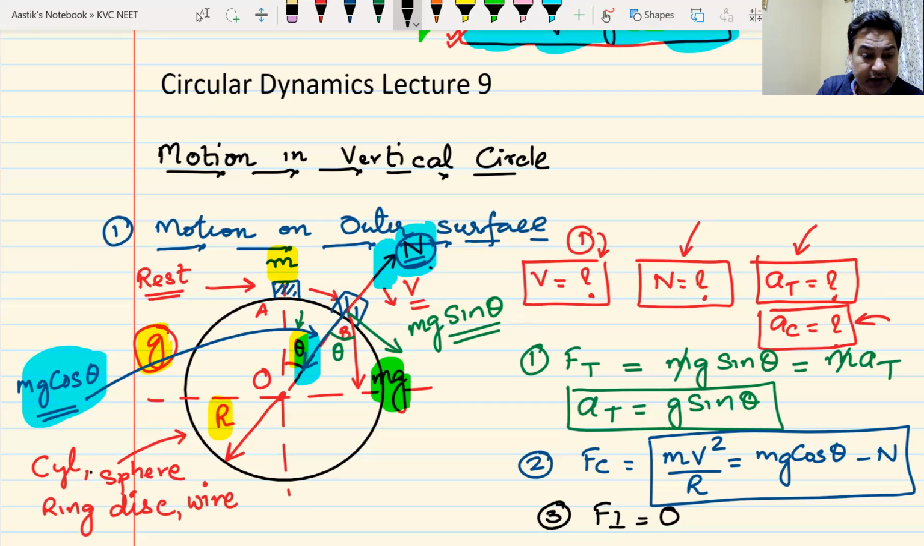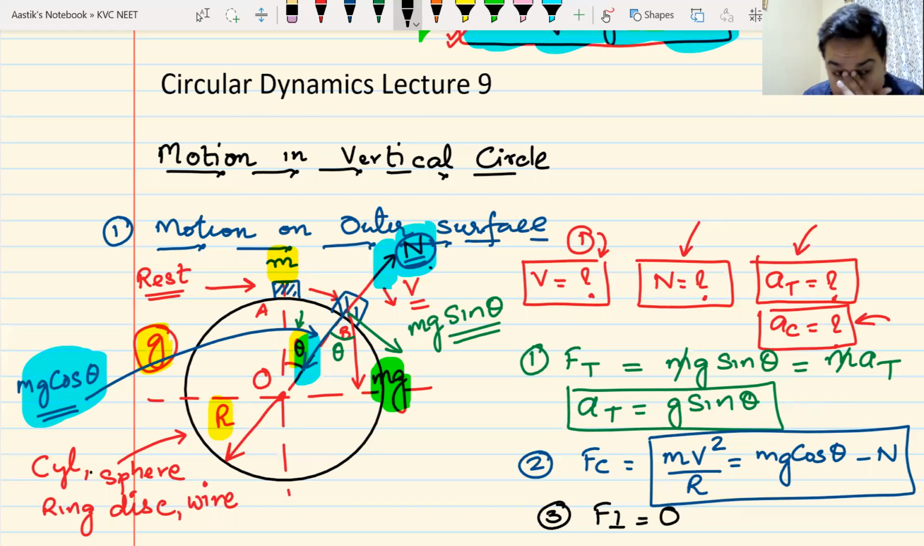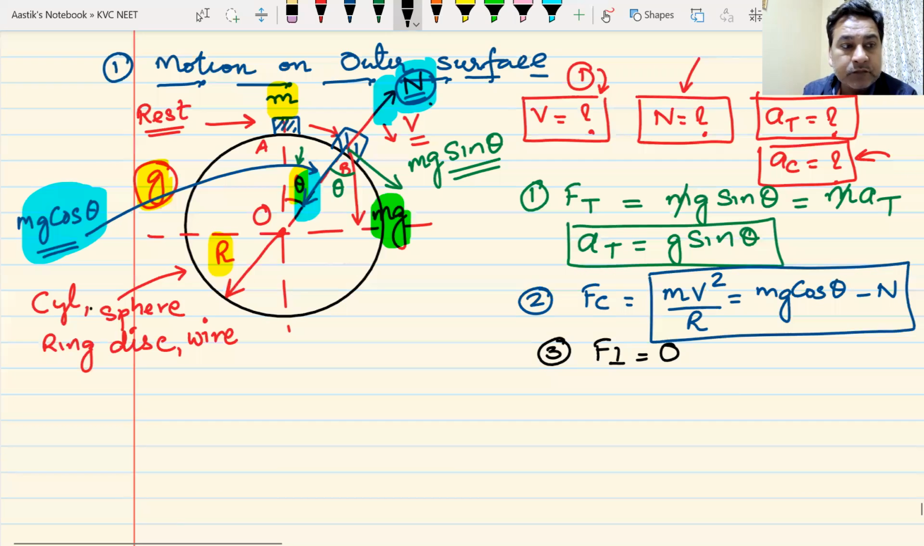Okay, great. I will give you a minute to note down these three equations, and then we will move ahead. I hope you have noted down this equation, everyone. Great. These are the three equations.